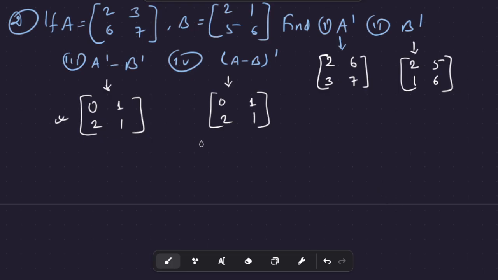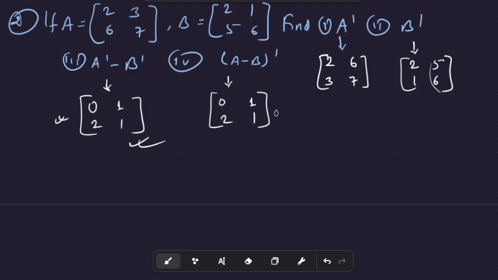Yeah, same answer. Okay, here the transpose is 2, 6, 3, 7. We just interchange the rows and columns, and B will also interchange its rows and columns. 2, 1 is a row here, it will be a column. 5, 6 is a row, it will be a column here. And A transpose minus B transpose: 2 minus 2 is 0. Similarly, 6 minus 5 is 1, 3 minus 1 is 2, 7 minus 6 is 1.